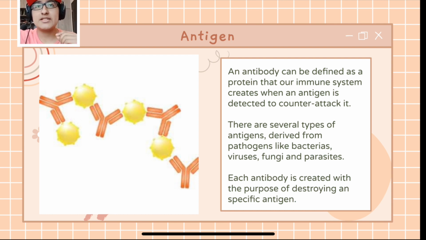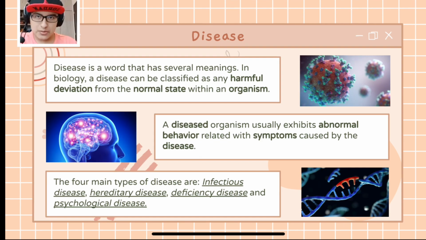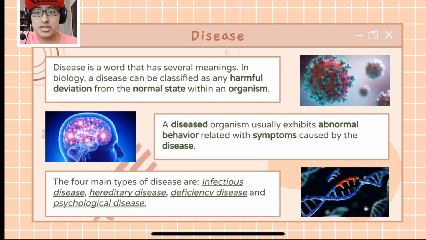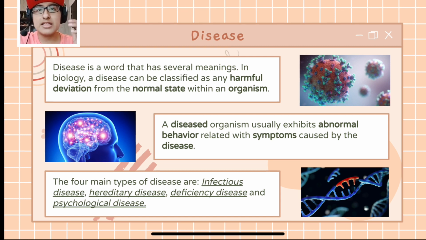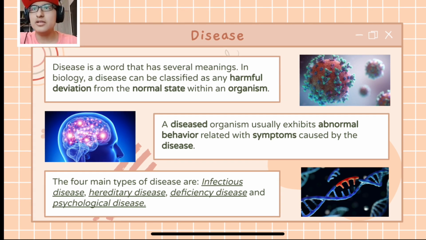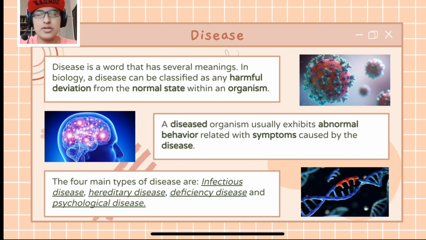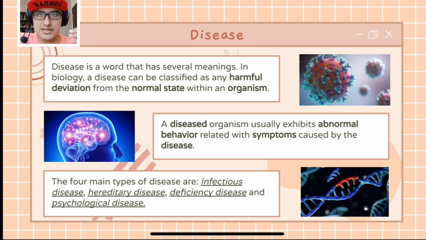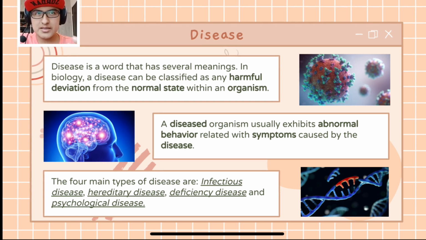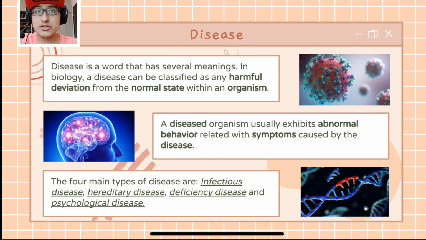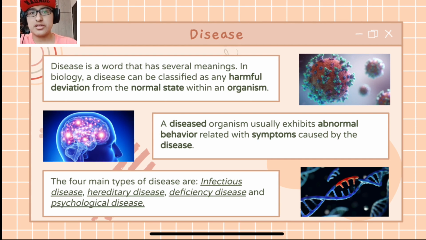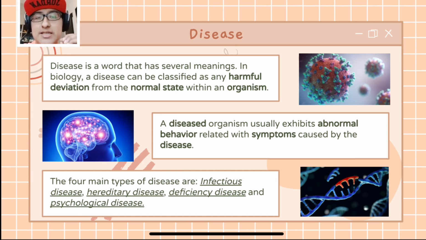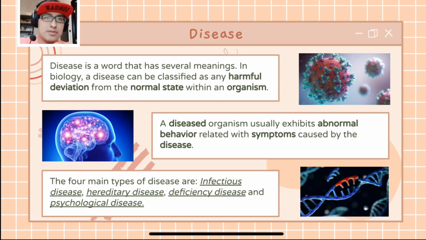The next word we have is disease. Disease is a word that has several meanings. In biology, a disease can be classified as any harmful deviation from the normal state within an organism. What does this mean? A disease is, let's say, the alteration of the normal functions that organisms usually do. A diseased organism usually exhibits abnormal behavior related with symptoms caused by the disease.